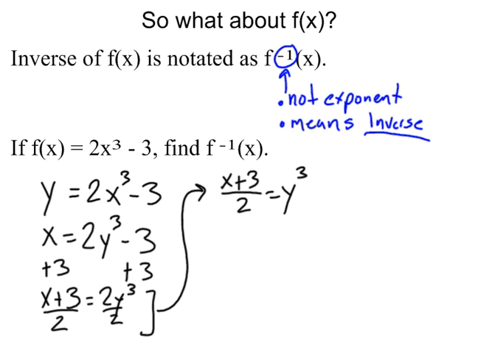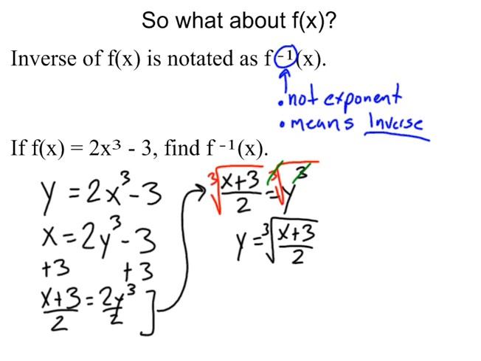And now the opposite of the cube is the cube root. Be mindful that we are taking the cube root to everything on the left-hand side. All right, so now we have y equals the cube root of (x plus 3) over 2. Notice that this actually does mean that there is a root on the bottom, a root of 2. So we are going to need to split this up.